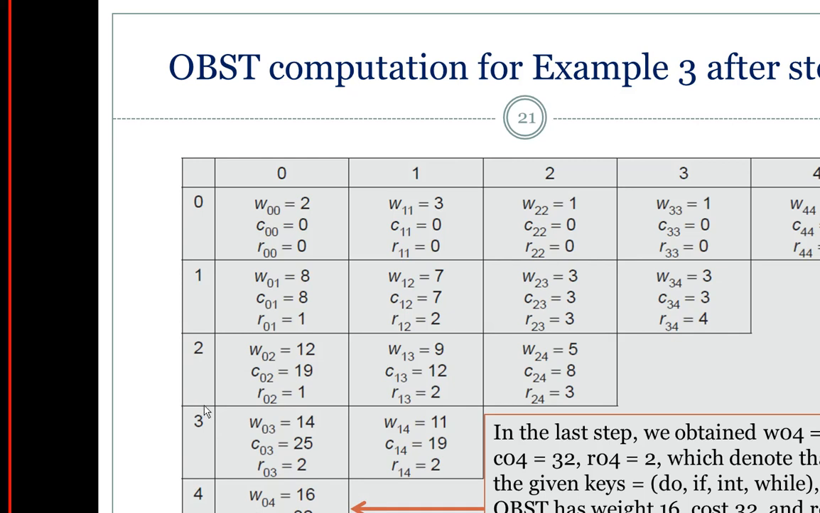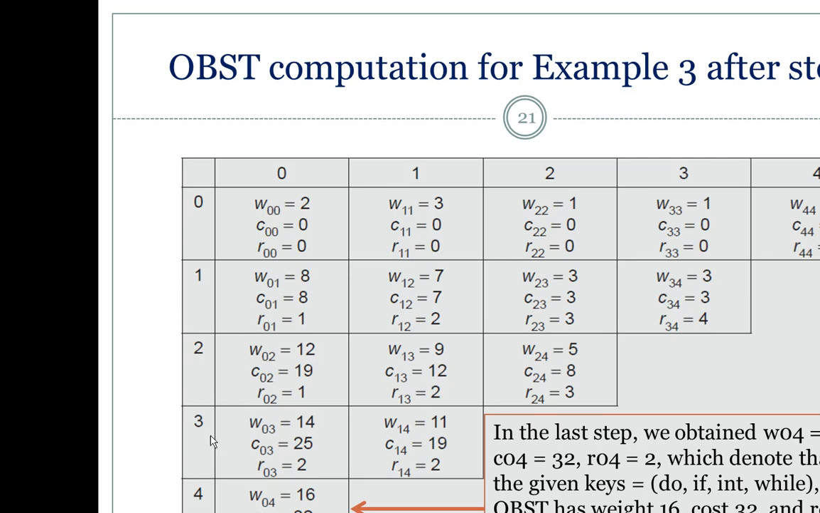So w of 04 is 16. Its meaning is that the given OBST has the weight of 16. The cost of OBST is 32 and R of 02 is 2. It means among all these keys, the second key, that is K2, is the root of the OBST. So this is the final answer, and now from this we have to find out the complete tree. We have to build the complete OBST.